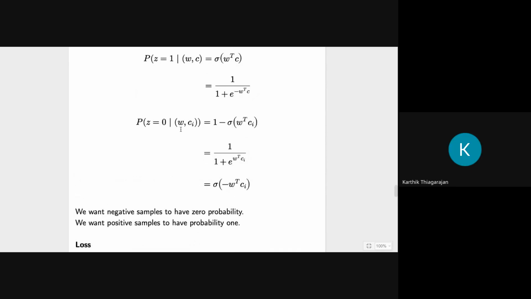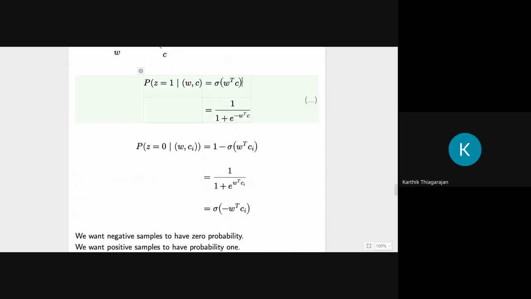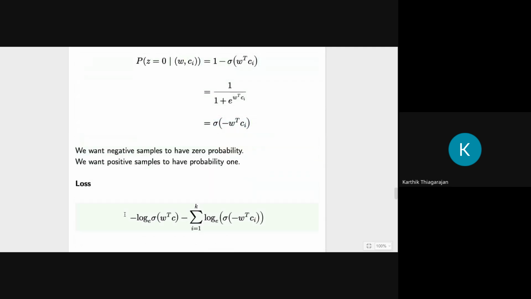See, you want to maximize 2 things. You want to maximize this probability, this is a positive pair. And you want to maximize this probability, okay, it's a negative pair. So this is clear, right? So you want to maximize this value and this value. So you want to maximize 2 things. Therefore, there's the same sign.